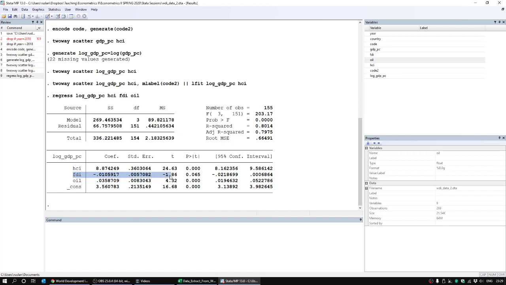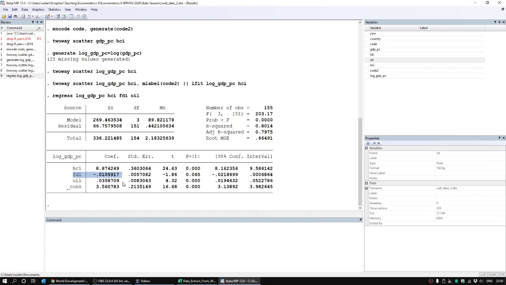FDI has a counterintuitive coefficient. Possibly there is omitted variable bias, because more investment somehow lowers GDP per capita. Maybe it makes sense. FDI is high in poor countries. Yeah, foreign capital inflows into these countries. Yeah, that's why there can be reverse causality. I'm not sure.